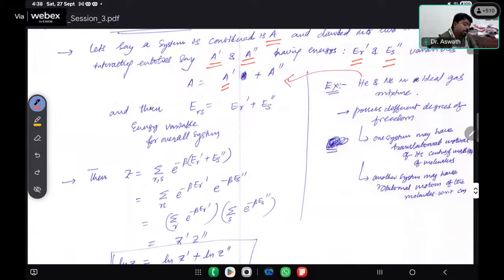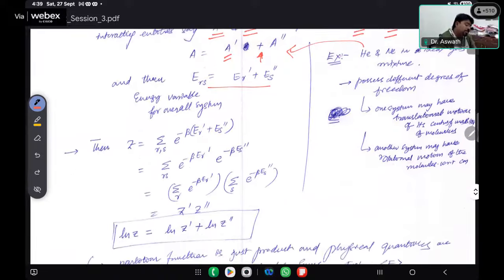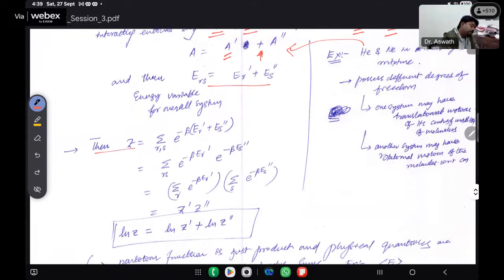The system A is divided into A prime and A double prime, and their energies I will call ER prime and ES double prime. When I have the subscripts ER and ES, why do I need double prime and single prime? Just to connect them to the overall system. Now, what is the partition function for that system? I know the energy, so let's substitute and find the partition function.